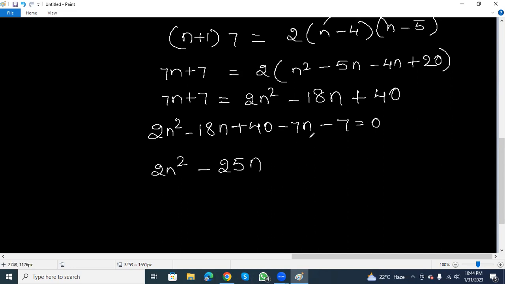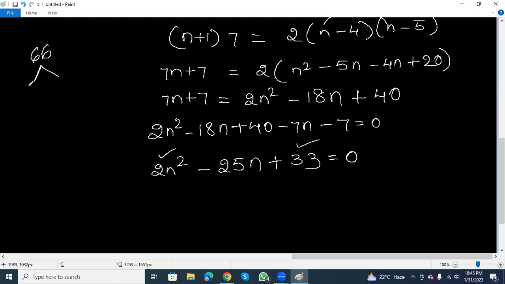Okay, 18 plus 7, 25n. 40 minus 7 is nothing but 33. The greater number's sign follows, plus 33. So this is what? Again we got a quadratic equation. So for solving we can again use the splitting the middle term method. Multiply the coefficients of the first and last term: 33 twos is 66. 66 we need to split in such a way that if we add, we should get minus 25.